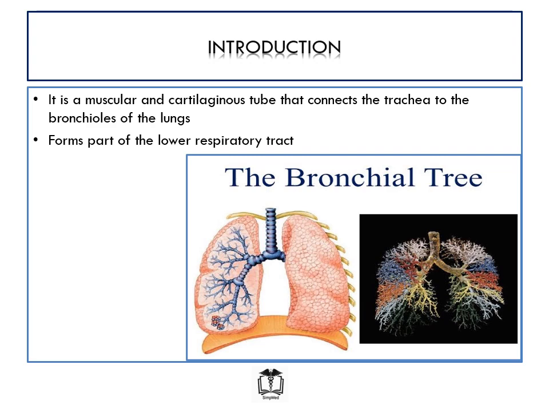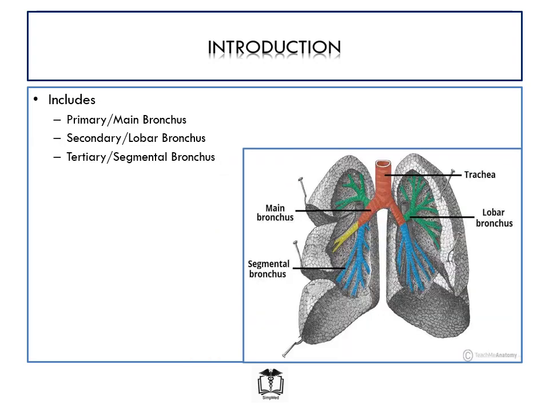The second aspect of this model will be on the bronchus. The bronchus is the continuation of the trachea. It's a musculo-cartilaginous tube connected to the trachea and continues down the respiratory tree as the bronchioles of the lung. It also forms part of the lower respiratory tract alongside the trachea, the larynx, and the bronchioles and the lungs. The bronchus is divided into three major parts because of its multiple divisions.